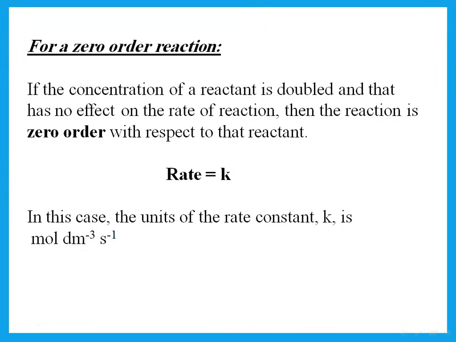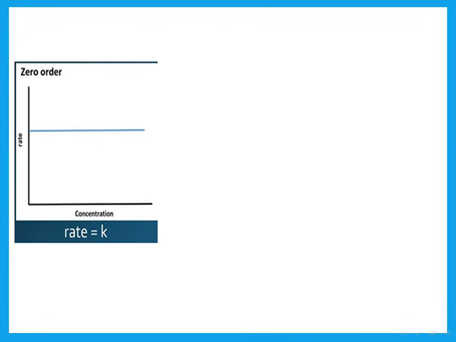And in that case, the rate is just equal to k, because any concentration to the power 0 is 1. So rate is equal to k. In this case, the units of k are the same as the units of rate, and that is mole per decimeter cubed per second. So remember that if something is zero order, rate is equal to k. That means a change in the concentration has no effect on the rate, so we say the reaction is zero order.